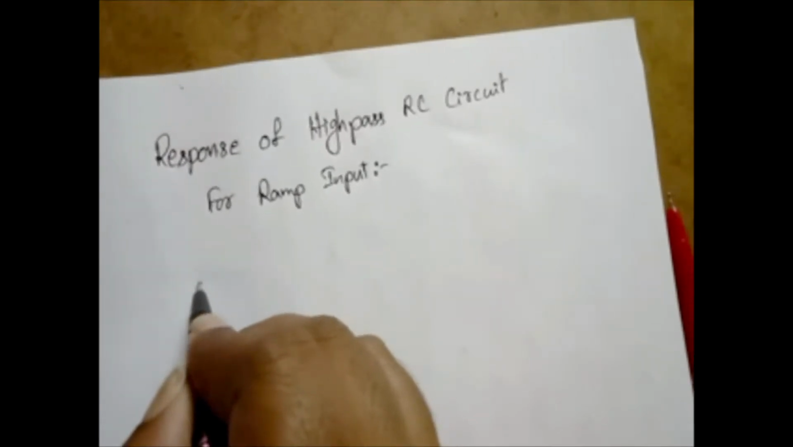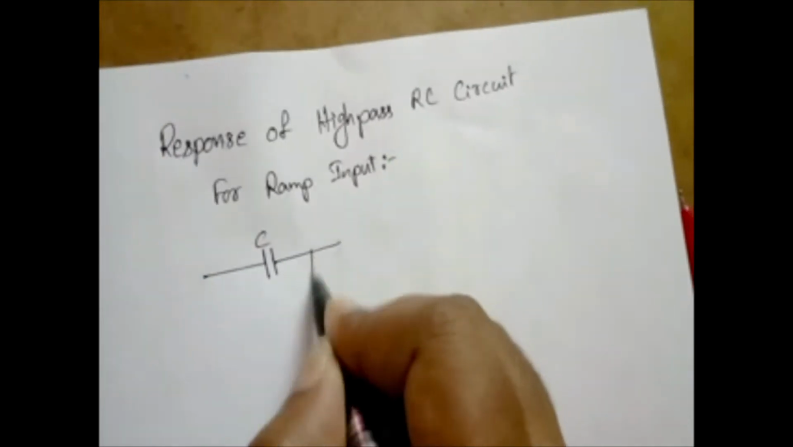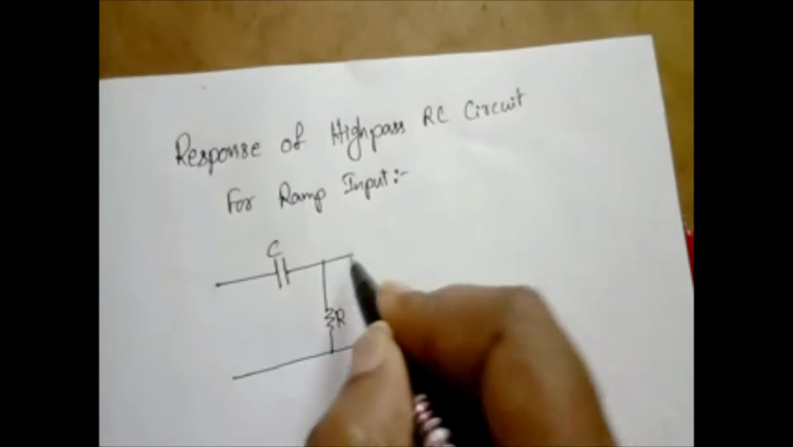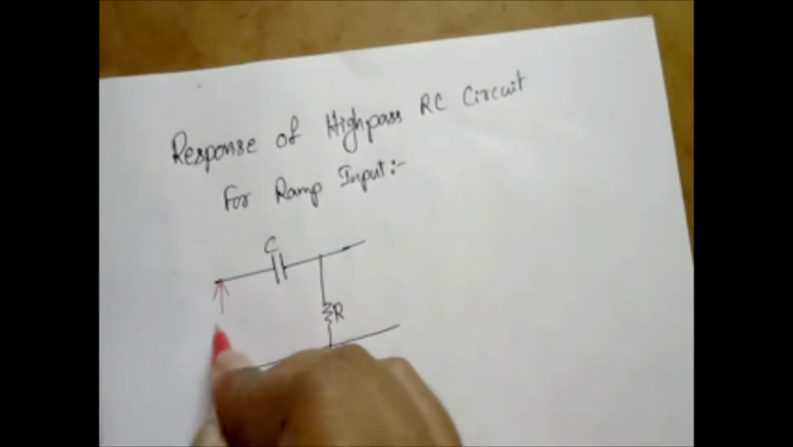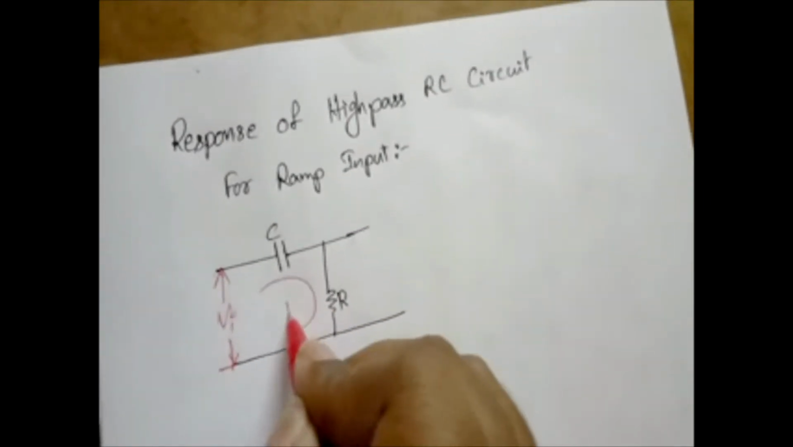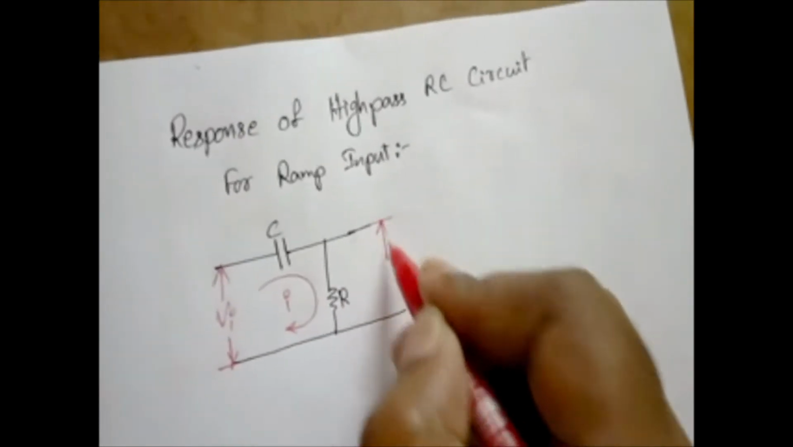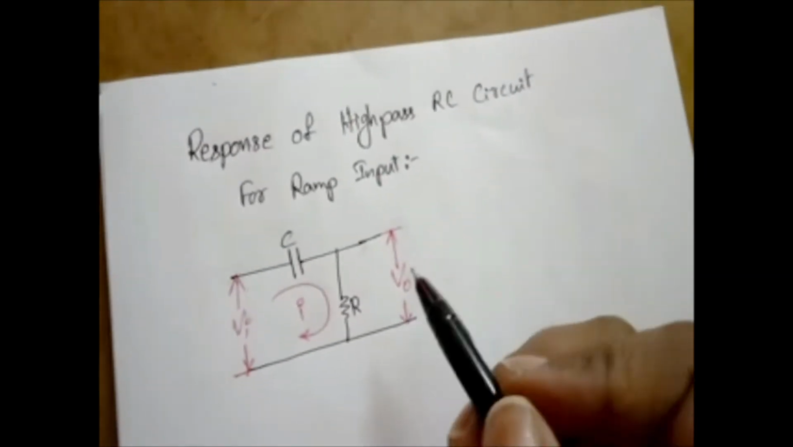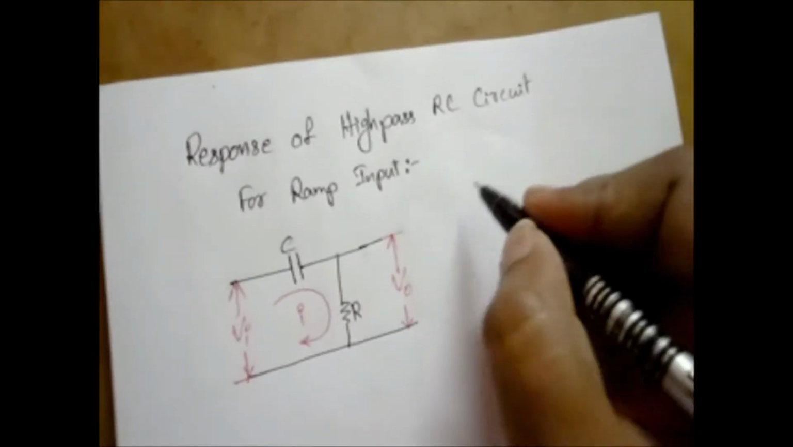The high pass RC circuit consists of a capacitor in series and a resistor in parallel. So when we are applying input voltage Vi, we are getting some current passing through this circuit, and due to this input voltage we are getting some output V0. We already know the equation for V0 in terms of Vi. Again I am writing it here.